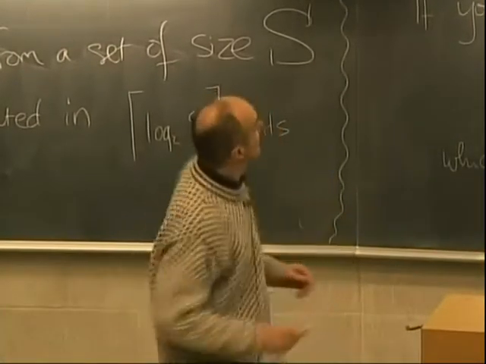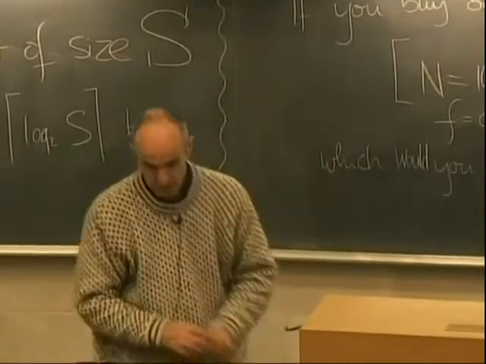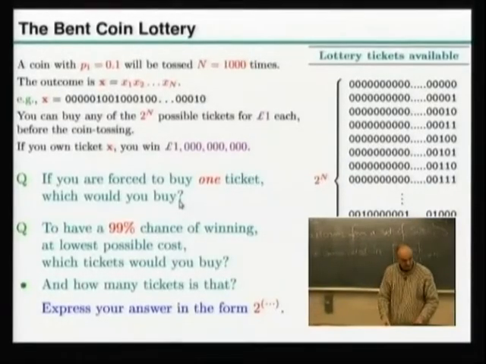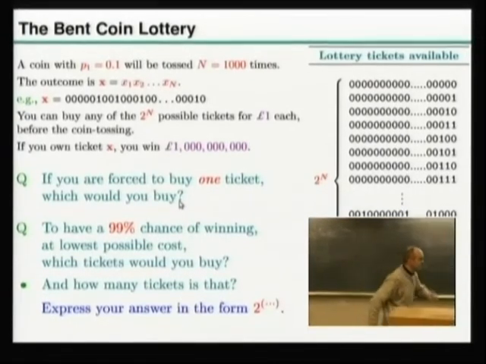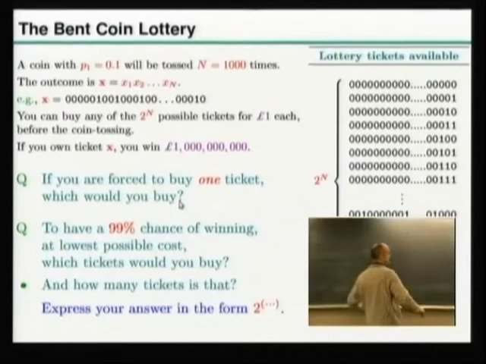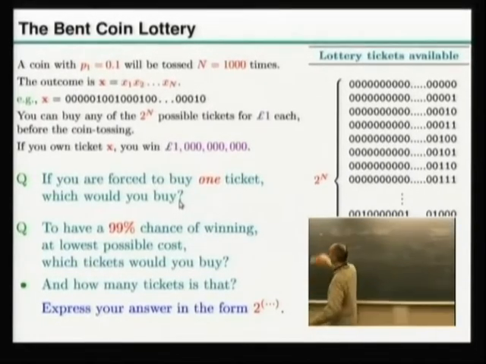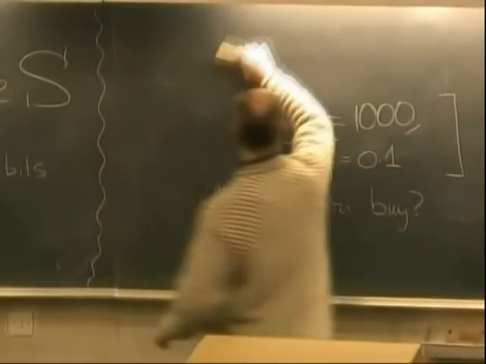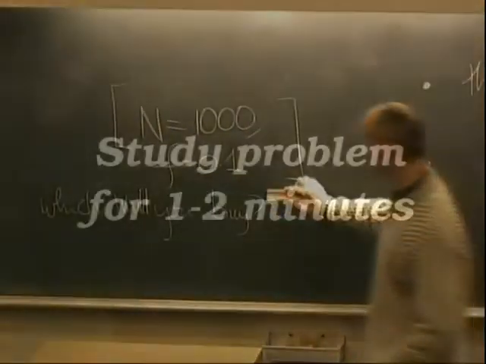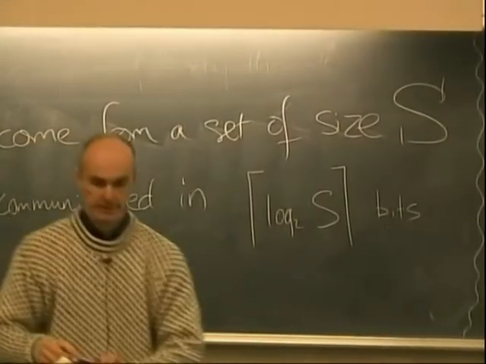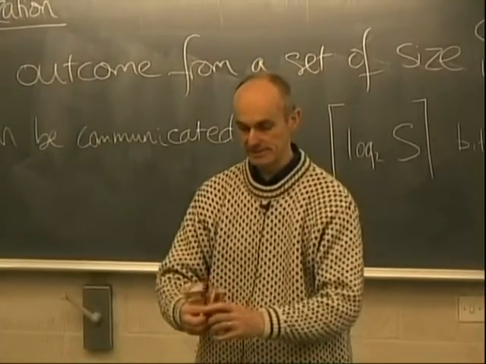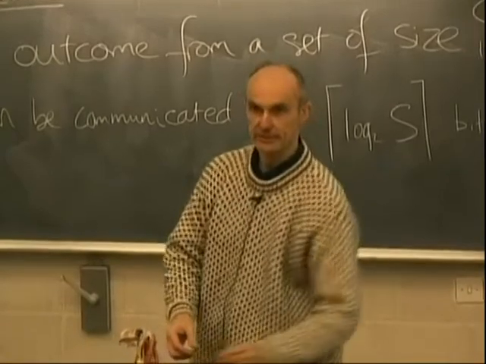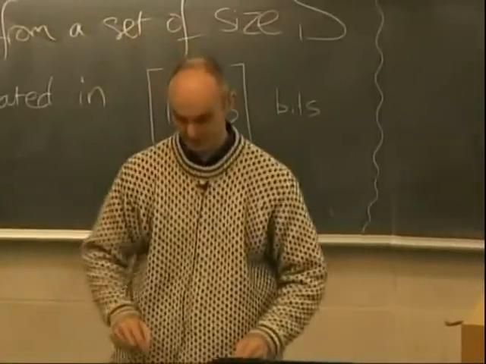So, what was question two? If you want to have a 99% chance of winning at lowest possible cost, which tickets would you buy? Have another chat to your neighbor. And we're going with n is 1,000 again. Are we ready? Here are the chocolate biscuits. These are an incentive for talking. So whoever suggested the all zero ticket gets one at the end.